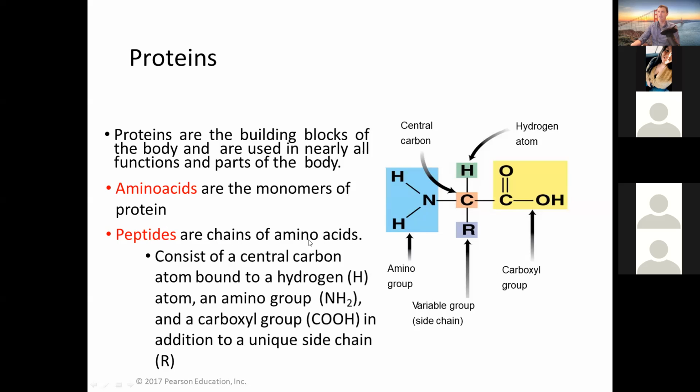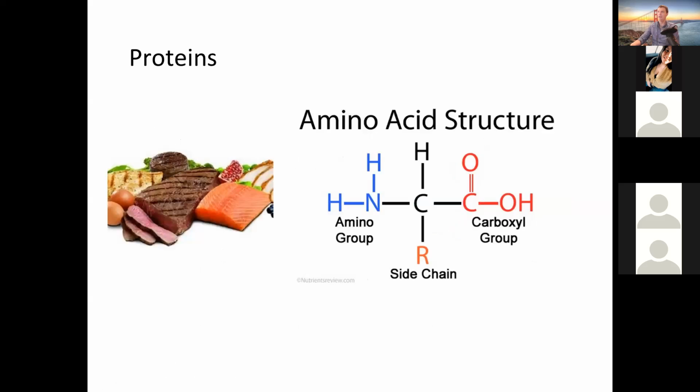Peptides are chains of amino acids that consist of a central carbon atom bound to a hydrogen, an amino group, and a carboxyl group, in addition to a unique side chain. We don't usually show the side chains, we just write it as an R, but you will learn about the side chains later in your career. Okay, so here's again showing you that structure where we have an amino group, a carboxyl group, and some side chain. And then here's an example of where you would find proteins: chicken, meat, and fish.